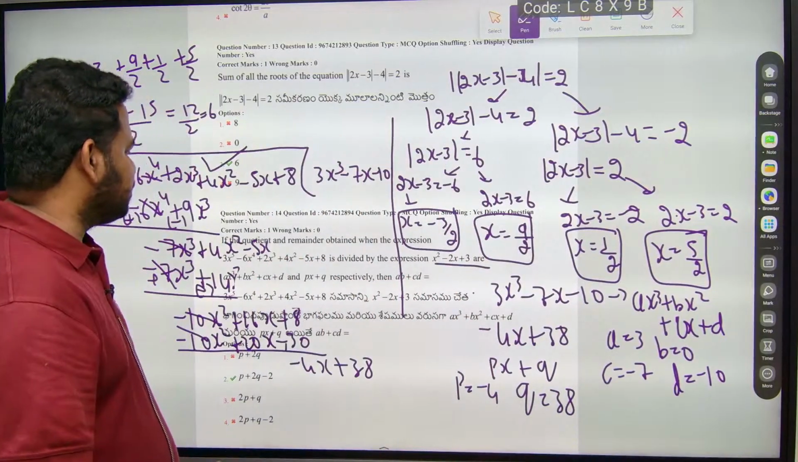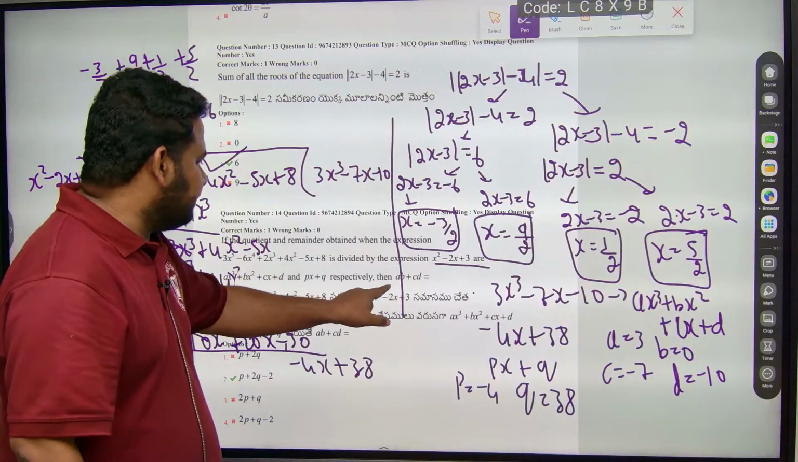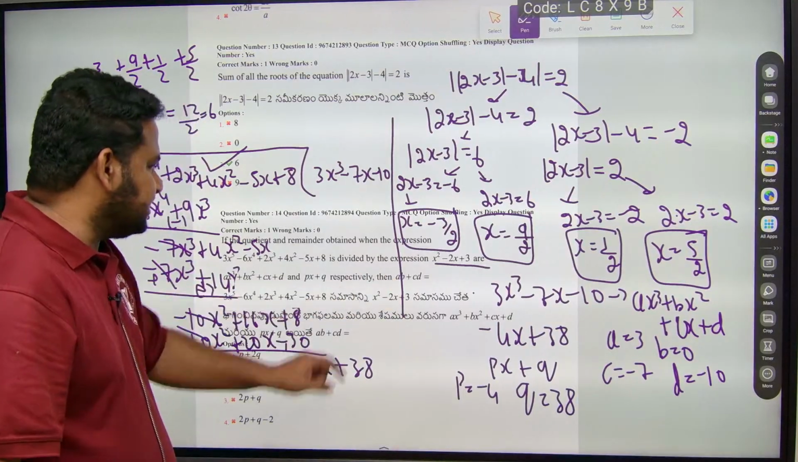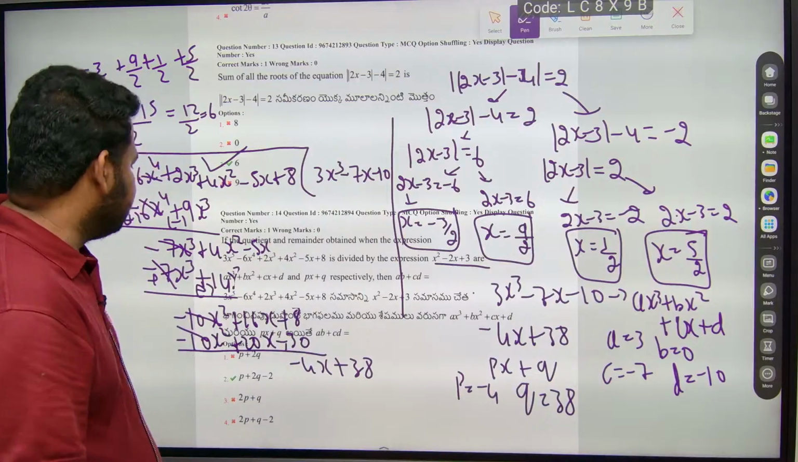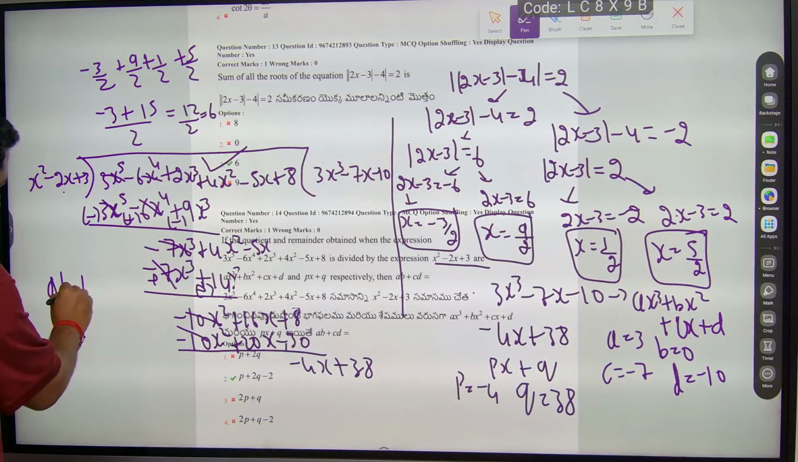Now they are asking us to find what? Then ab plus cd is equal to what? First let us find ab plus cd. I will write it here. ab plus cd.